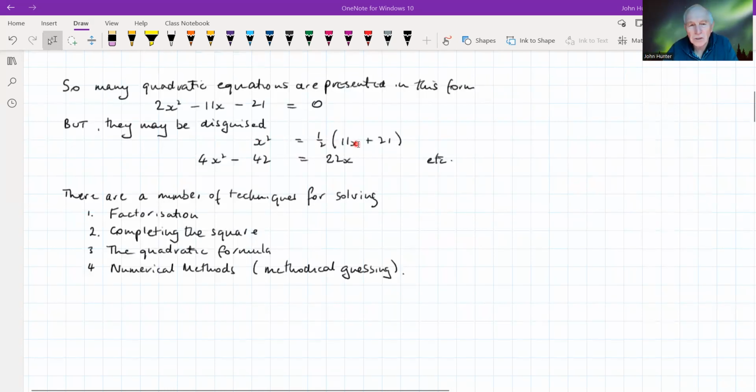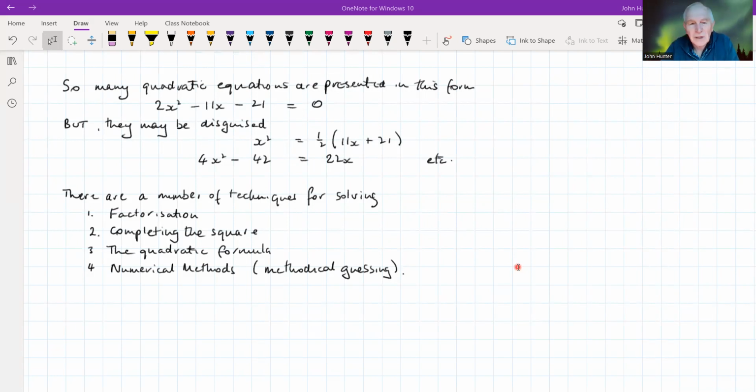And if we rearrange it, multiply by 2 and collect the terms on the left, we get this same thing. And this looks a bit different as well, but again, this is the same equation as this one. So beware of that.